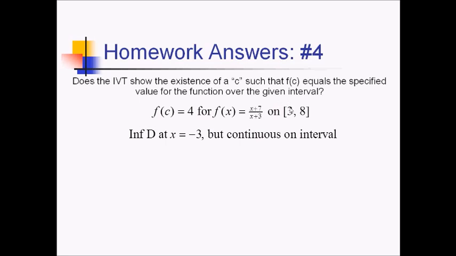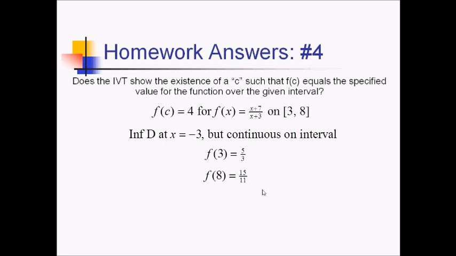So f(3) is going to be (3+7)/(3+3), so 10 over 6, which comes out to 5/3. Now plugging in 8, we've got 15 over 11. And we're asking, is 4 somewhere between 5/3 and 15/11?